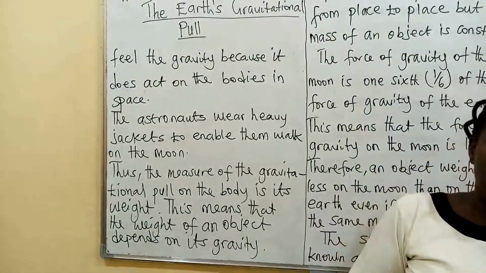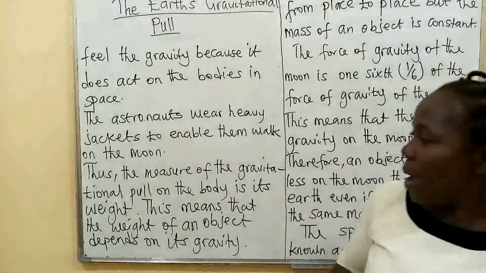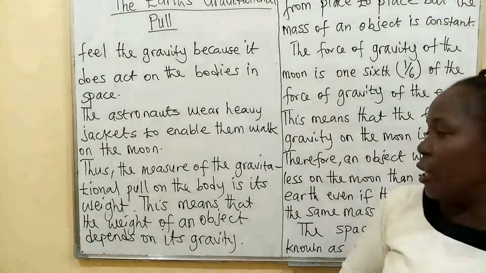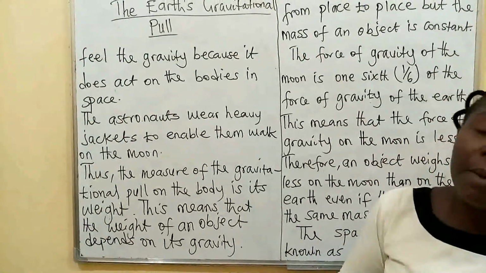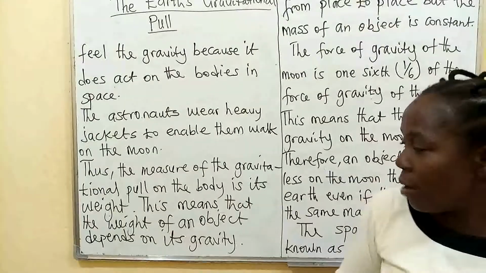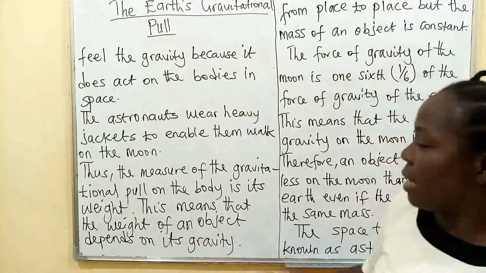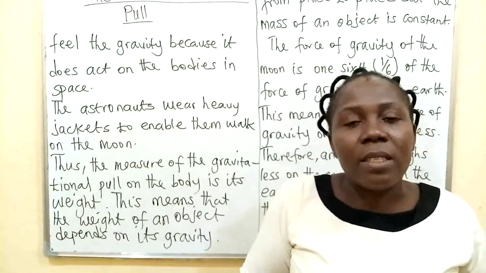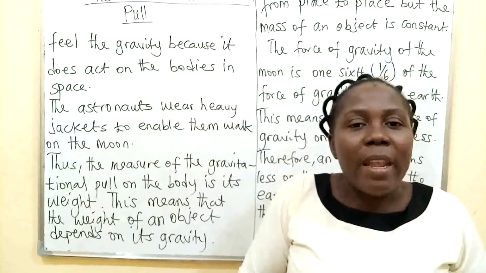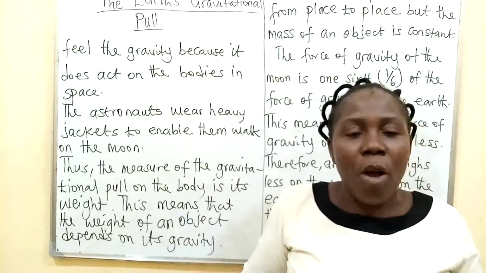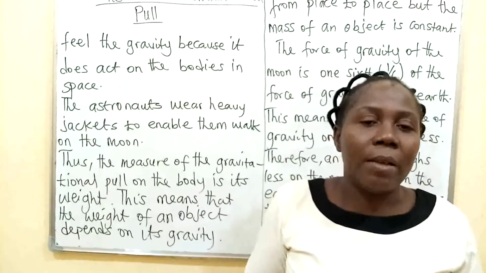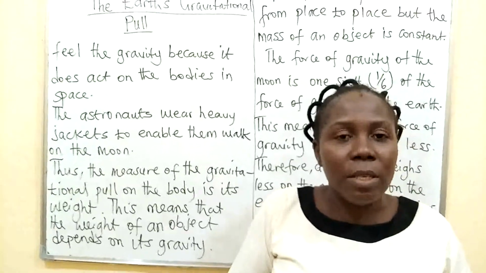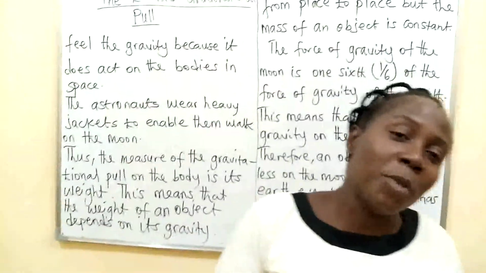Walk on the moon. All right, apart from that, to conclude our lesson, we have said that the measure of the gravitational pull on a body is its weight. What do you understand by that? This means that the weight of an object depends on its gravity. That means where the gravity is less, the weight of that object will be less. Where the gravity is greater, the weight of the object will be greater, even if the mass, that is the content of that object, remains the same. All right, with this, we've come to the end of our lesson today.